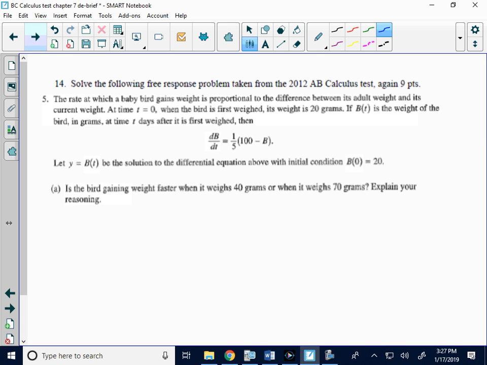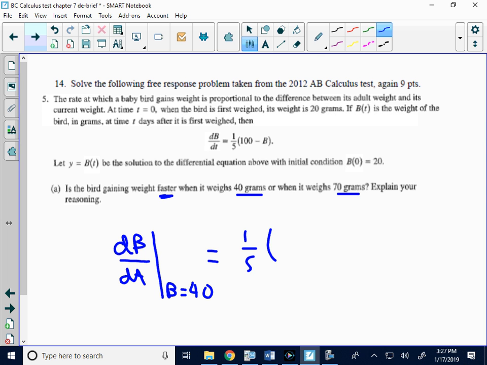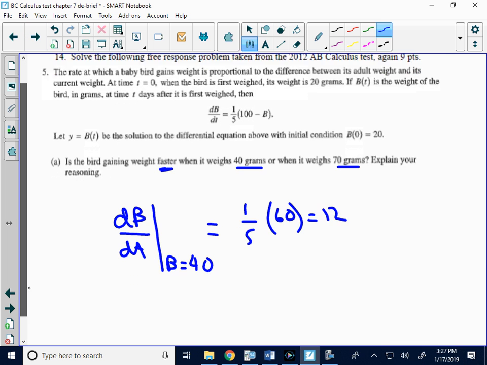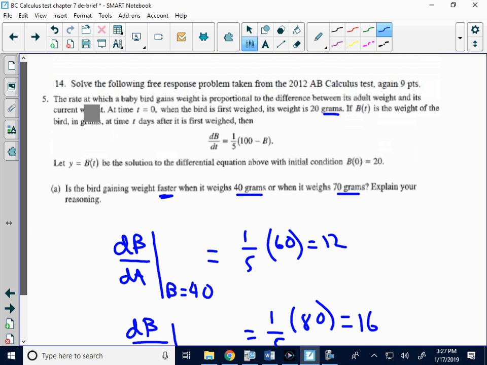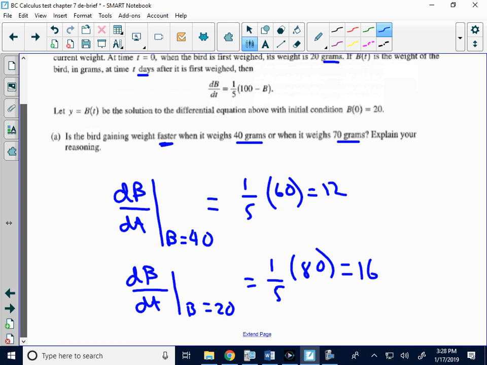Is the bird gaining weight faster when it weighs 40, or when it weighs 70? So dB/dt evaluated when b is equal to 40 is equal to 1/5 times 60. And dB/dt, the rate the bird is gaining weight when the bird's weight is 20, is 1/5 times 80, right, which is 16. So if we put units here, these are grams per day. So this is 12 grams per day, and this is 16 grams per day. It's gaining weight faster when the bird is only 20 pounds. Okay.